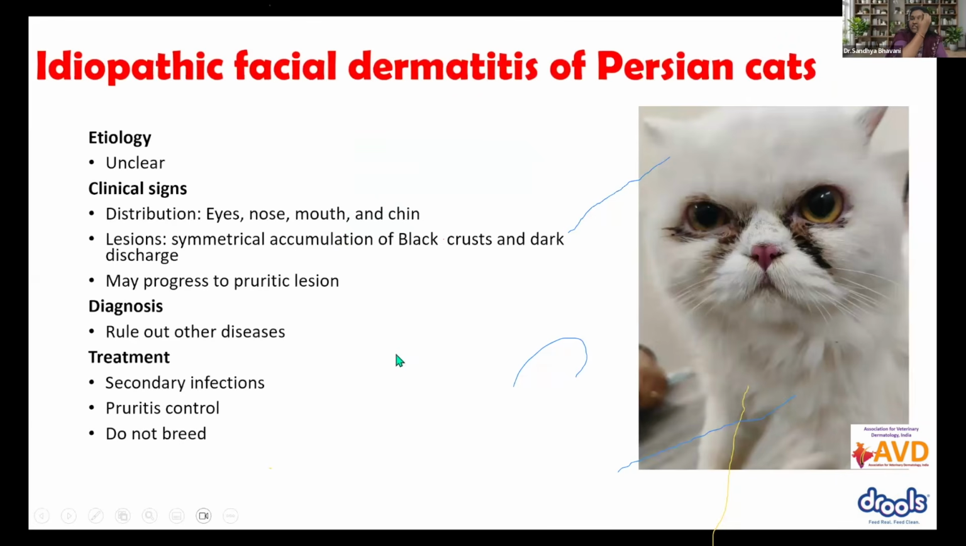So idiopathic facial dermatitis is one of the emerging disorders in cats. The cause is unclear. You can see symmetrical blackish crust or dark discharge around the periocular and nasal planum area. Usually it is non-pruritic, but the only thing is it is a discomfort to the owner, as the animal looks like it has a dirty face, hence the dirty face syndrome.